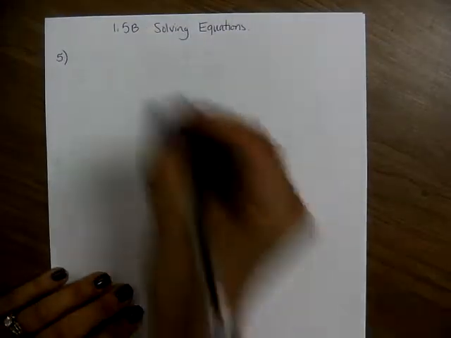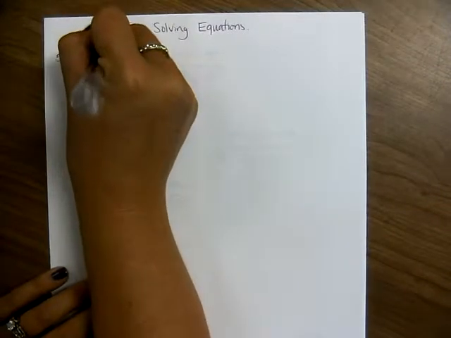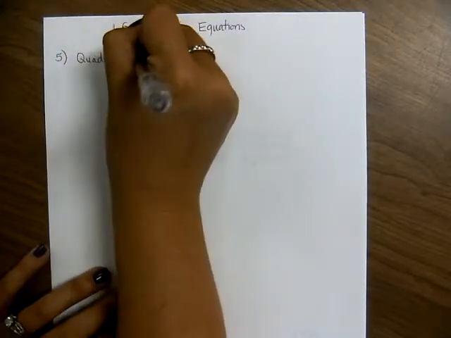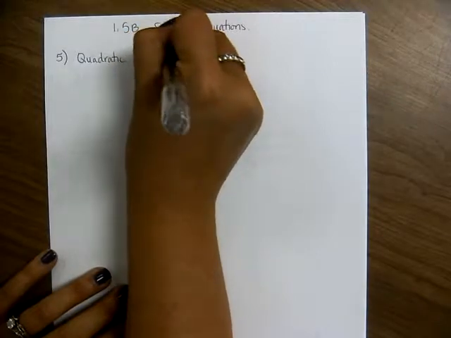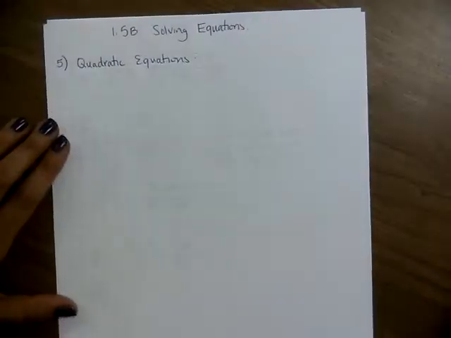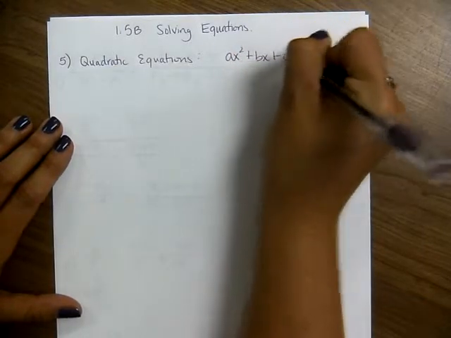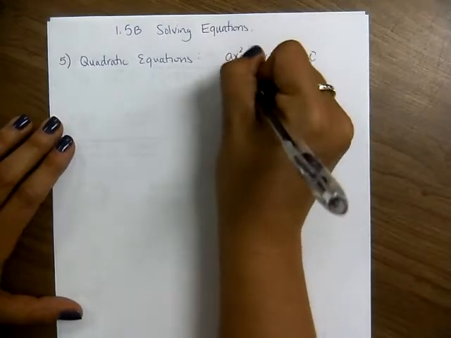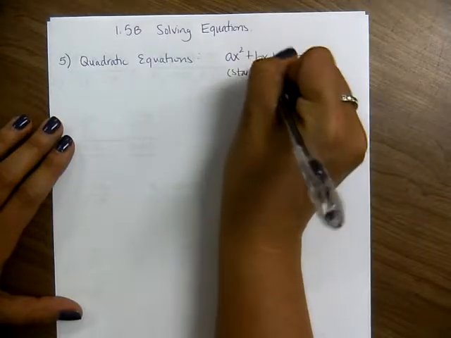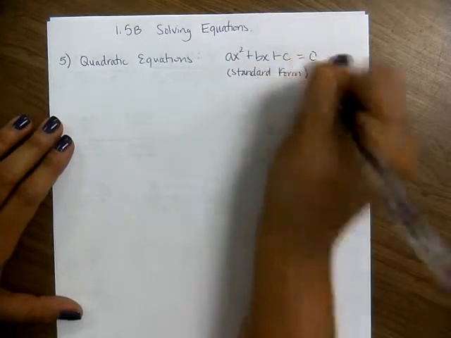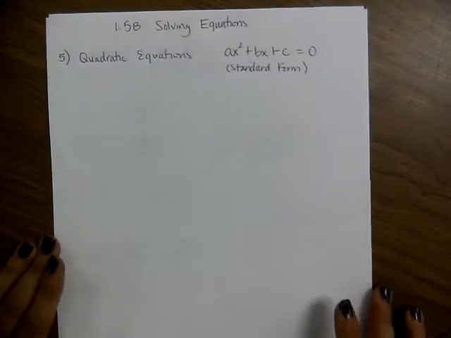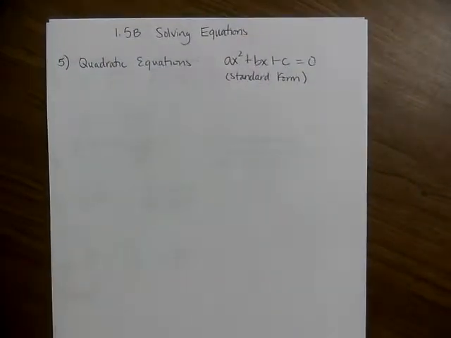So I'm just going to label that one number 5. And this is quadratic equations. So this is going to take on the form ax squared plus bx plus c equals 0. This is considered to be in standard form. Remember, we talked about standard form just being in descending order of the degrees. Okay. So a quadratic is where you have an x squared, so the squared term that's your highest degree.